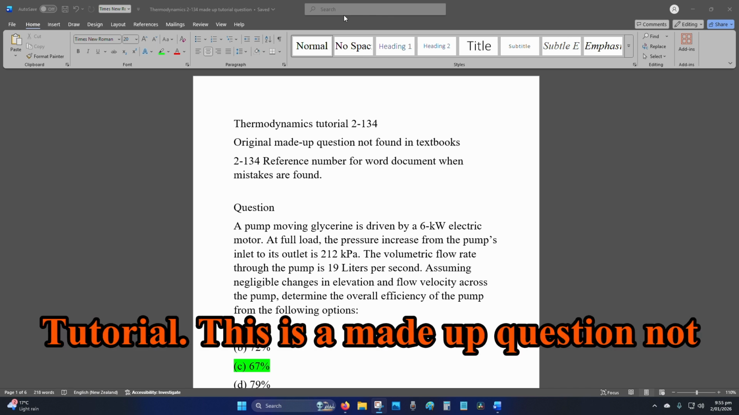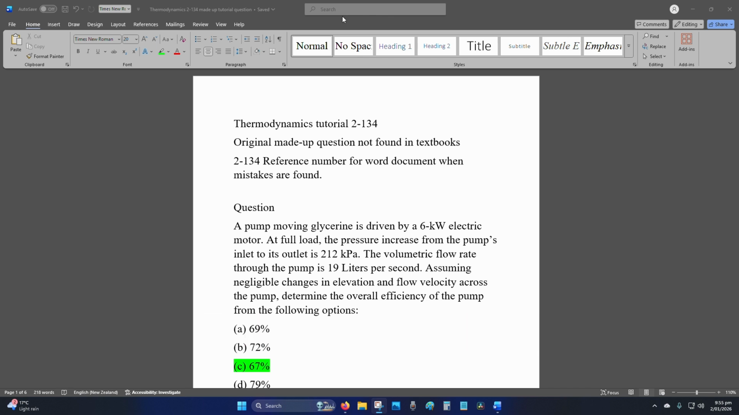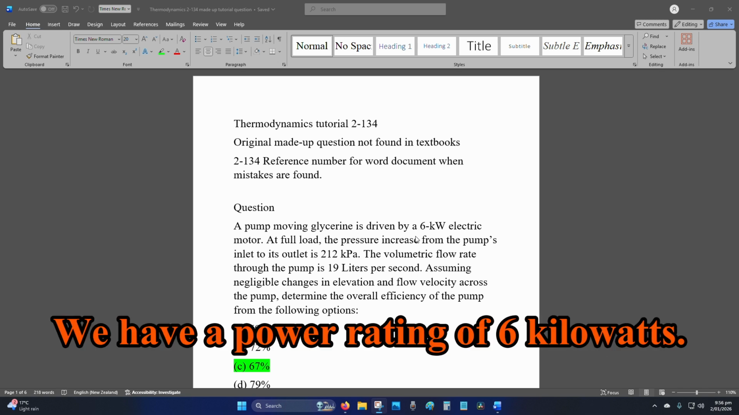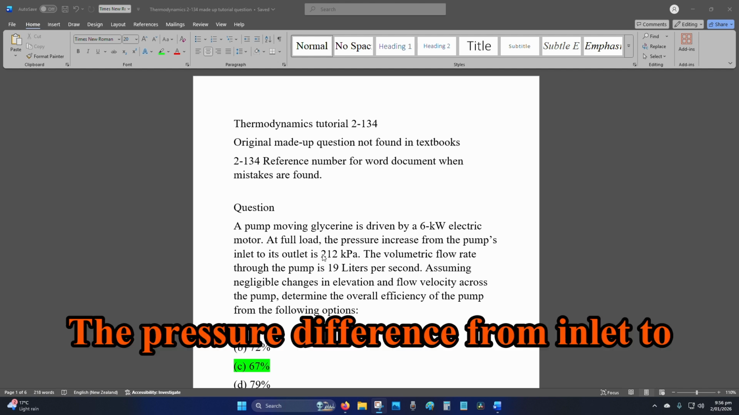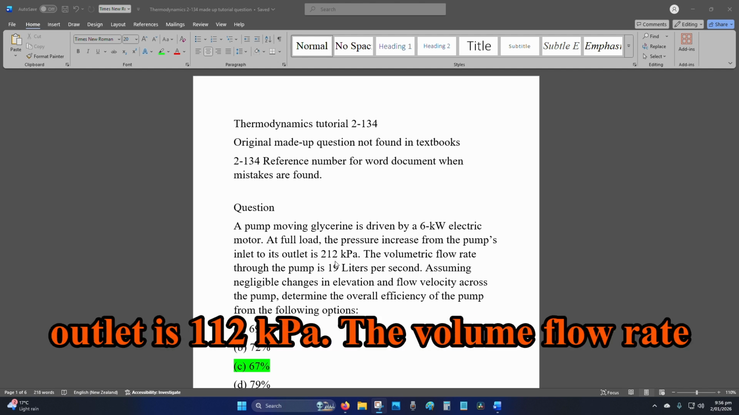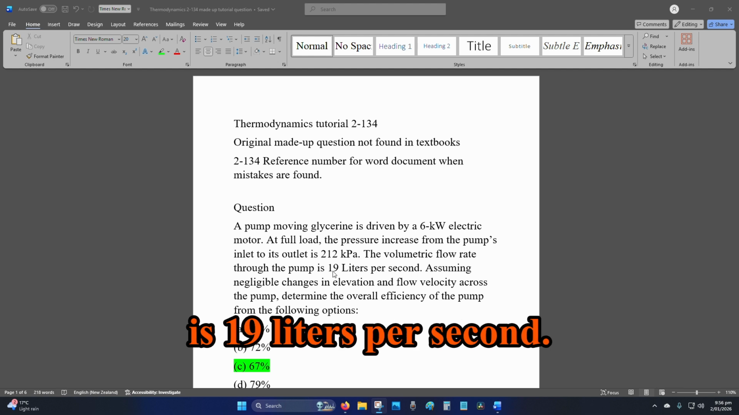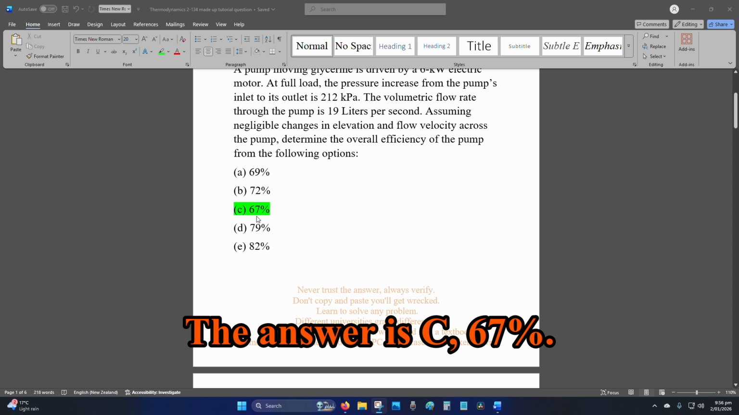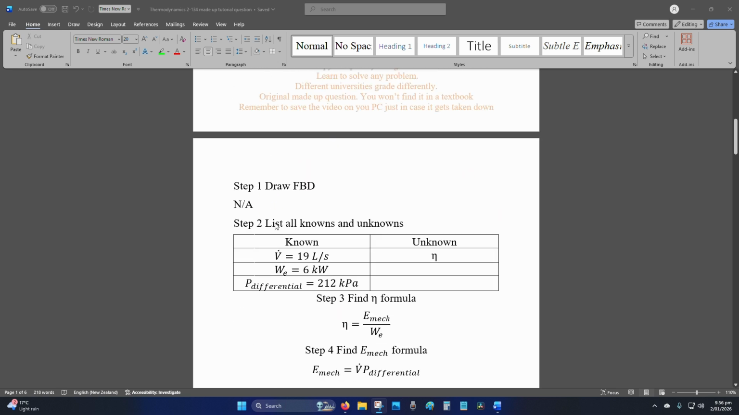This is a made-up question not found in your textbooks. We want to find the overall efficiency for the pump. We have a power rating of 6 kilowatts. The pressure difference from inlet to outlet is 112 kPa. The volume flow rate is 19 liters per second. The answer is C, 67%.